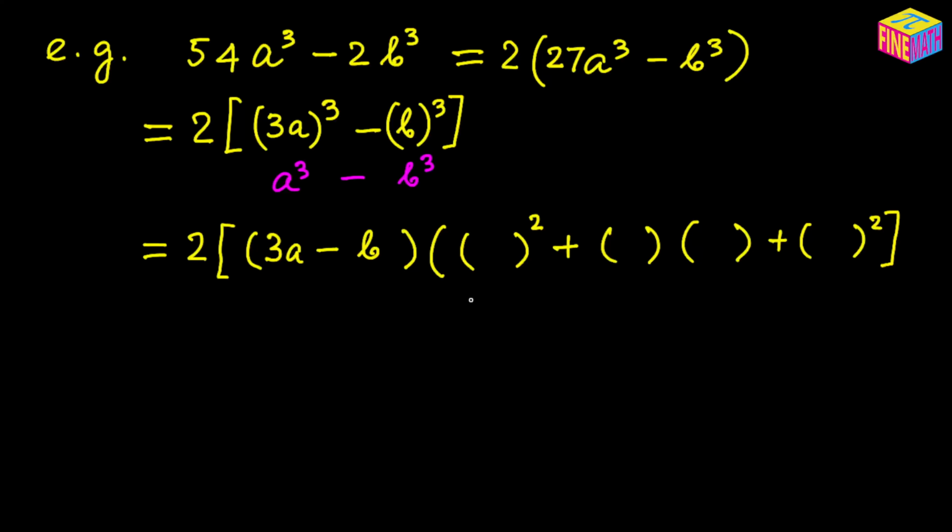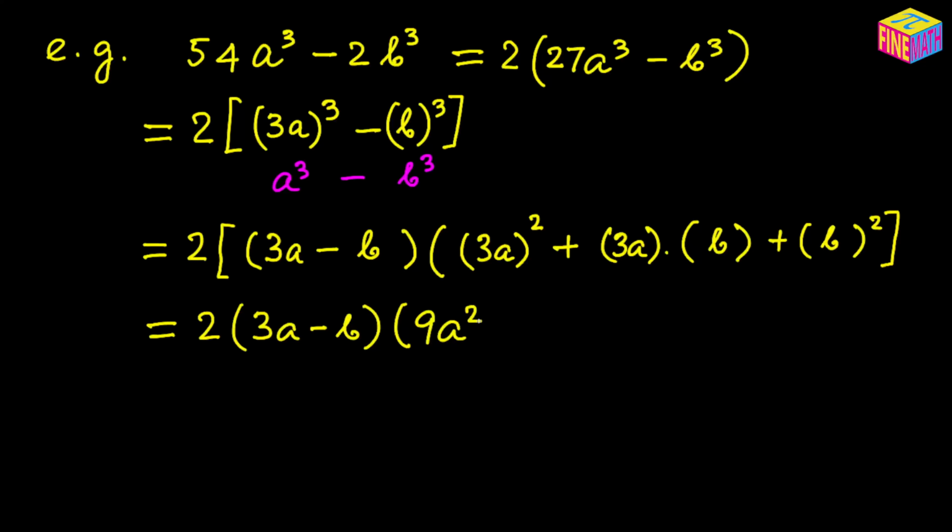Next we have a squared, which is 3a. I'm simply writing 3 times a in place of a. Then 3 times a times b, with just a single b, and then b squared, where again I'm writing a simple b. So from here, removing the bracket, we get 2 times 3a minus b, times 3a squared, that would be 9a squared, since 3a whole squared is 9 times a squared, and then plus 3 times a times b, that is 3ab, and then plus b squared.